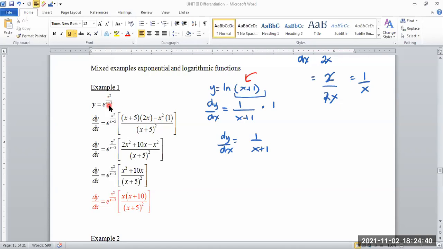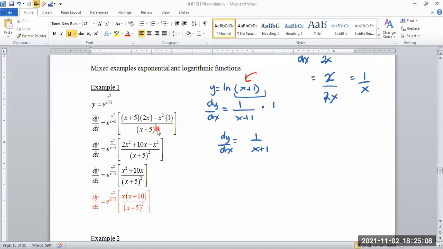When I differentiate x plus 5, I'm going to get 1, all over the denominator squared, which is x plus 5 all squared. Technically the question is done, but I'm going to fix it up. 2x times x is 2x squared. 2x times 5 is 10x. Minus x squared times 1 is minus x squared. And that's why I'm fixing it up.